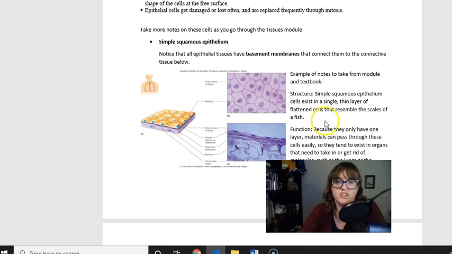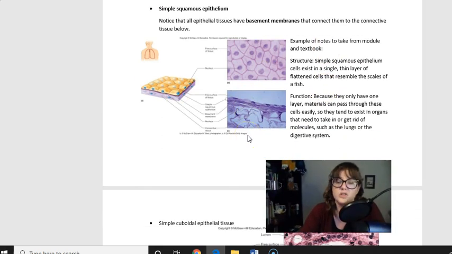What's their function? And you'll see I filled this one out for you. These figures all come from your book, but I do also recommend Googling different pictures so you can see what they look like from different sources, because they're all going to have the same flat scale-like structure if they are squamous epithelial cells, simple squamous epithelial.